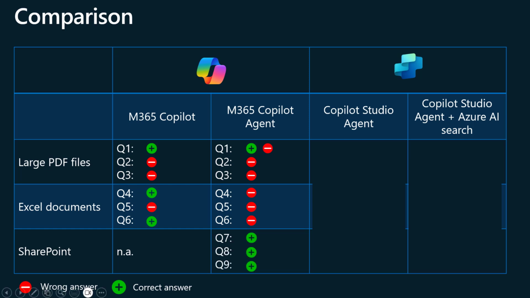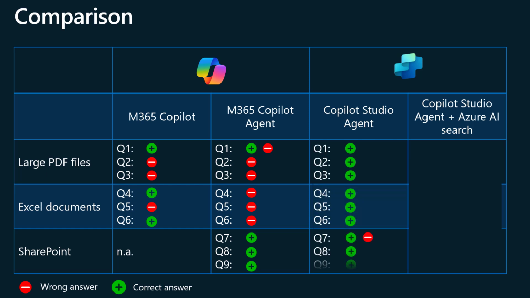For the M365 Copilot agent, results for Excel and large PDF documents were similar. But interestingly, for SharePoint, the results were very good. Even if you looked into specific amounts of an invoice document, or of a contractual document, you got the right answer.